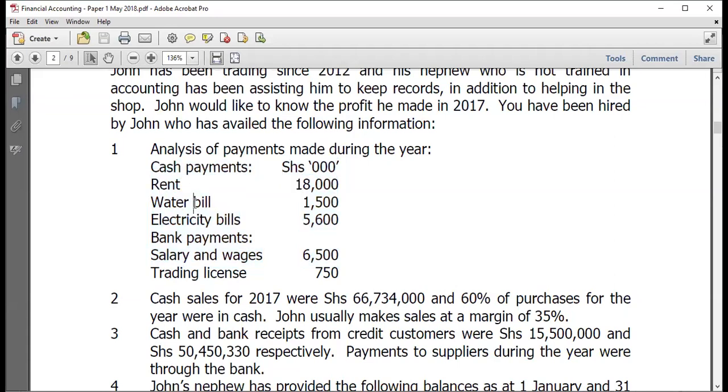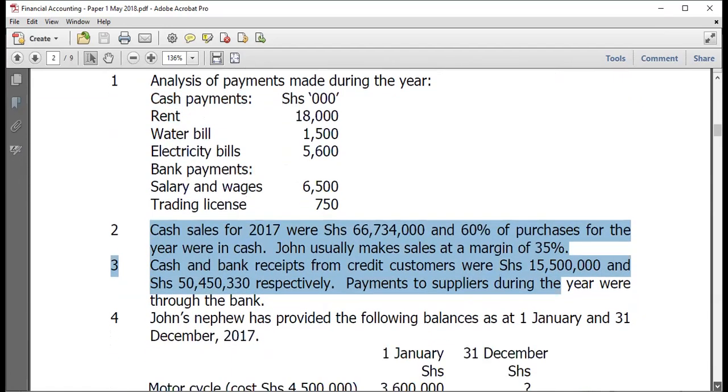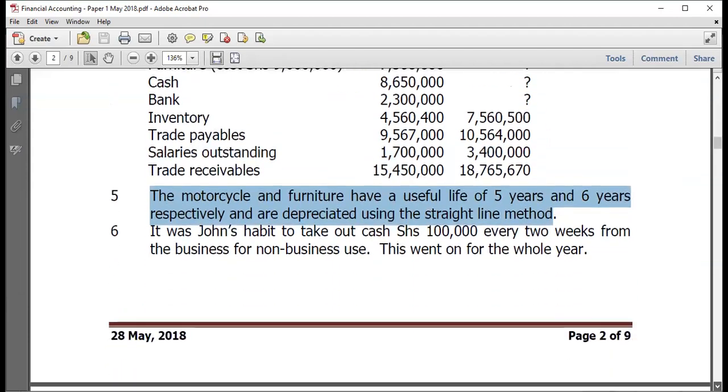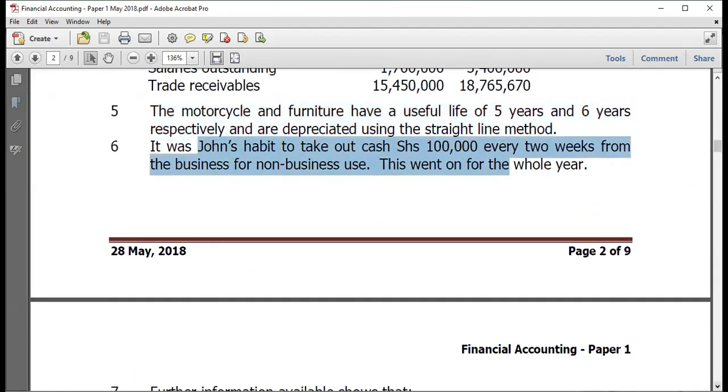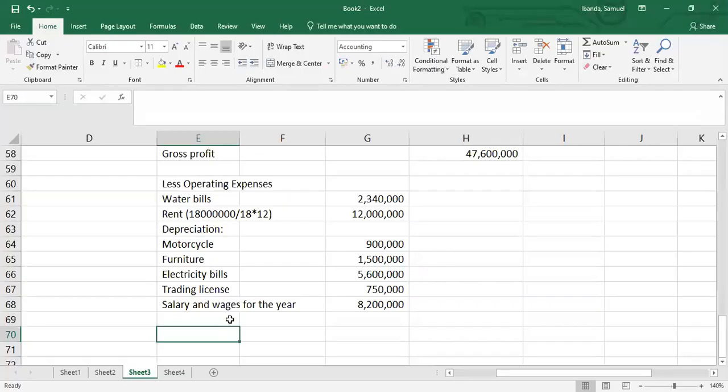Because rent, water bill, they gave us a figure, electricity bill I recorded, salaries and wages I also recorded. Trading rights I've recorded, these cash sales, I got all these figures, I got the purchases. I've been able to depreciate this. The other, I've taken into consideration this value, I've also depreciated accordingly. So if you've taken into consideration everything, yours is to go and find your total expenses.